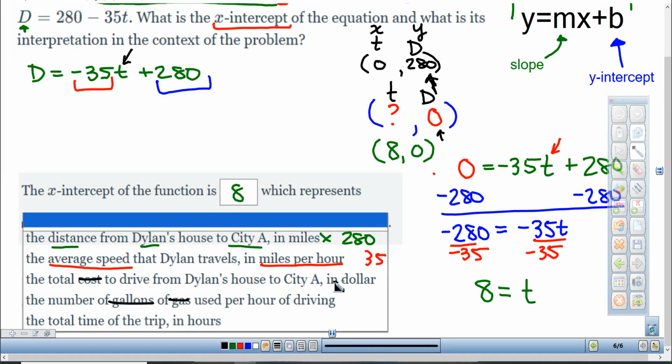And then lastly, it's the only option left, but is 8 the total time of the trip in hours? And that makes total sense. It has to be. It's 8 hours. He drove 8 hours, and now he's there. Because how do I know he's there? Because the distance is 0. That's how you know you're there.